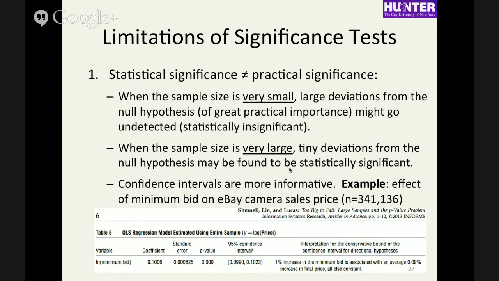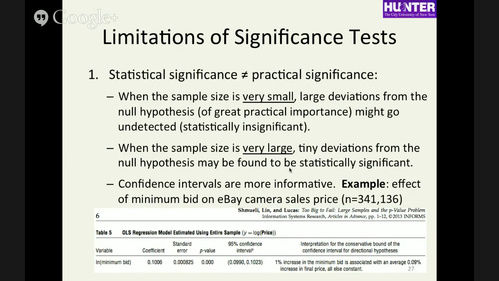So when you have a small sample size, then even big differences between your study population and your null hypothesis, you're not going to see. So you're going to get statistically insignificant results, even if there is a practical difference. On the other hand, when you have a very large sample size, and you're going to find this with the New York City Community Health Survey because it's a pretty big sample, even small deviations from the null hypothesis can give you a statistically significant result.